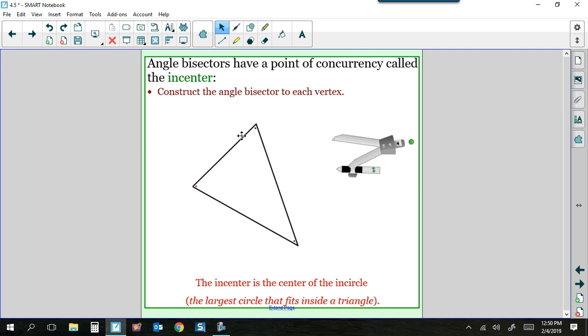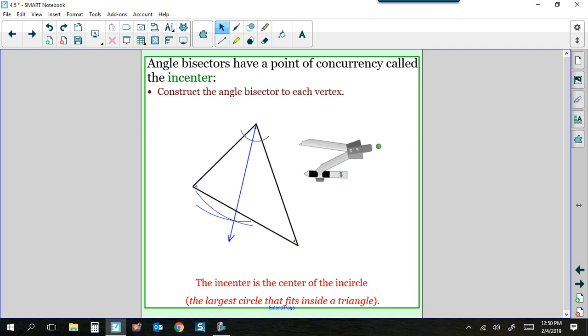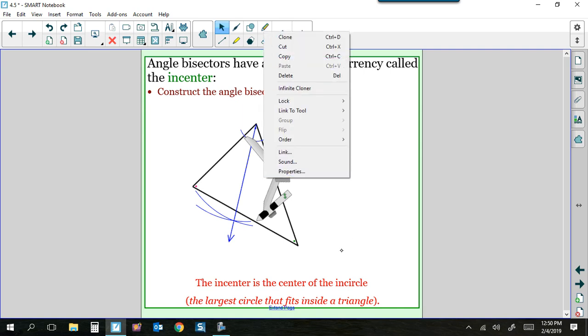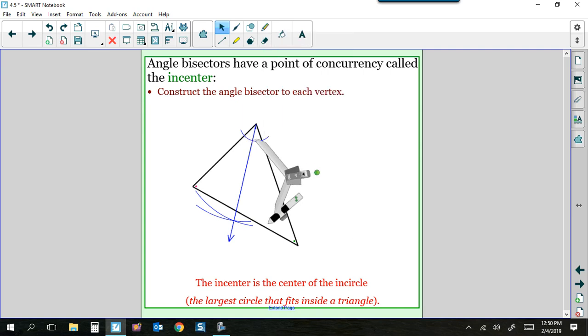My advice to you when doing this is to create something like this. So when you do the first arc, try to keep it close to your vertex, and then when you make your second set, try to go outside your triangle, just so that you have clear marks. Since you're doing this 3 times, you're going to have a bunch of arcs intersecting. You want to try to keep them as separate as possible.